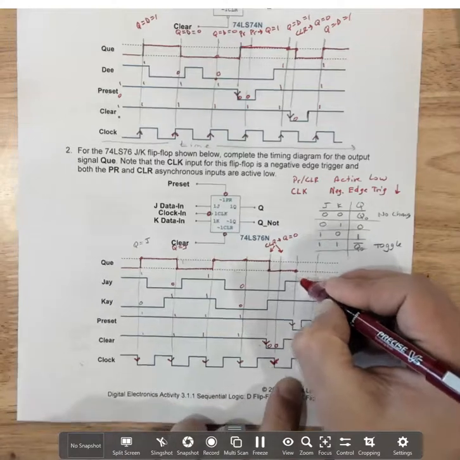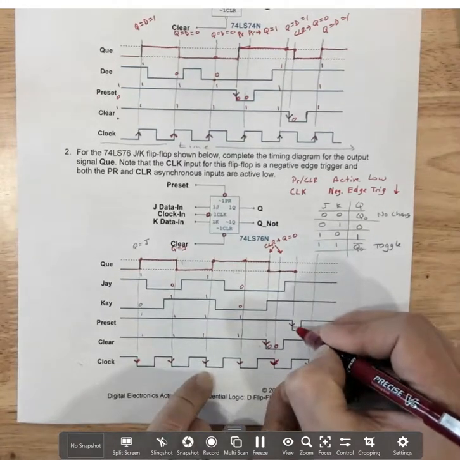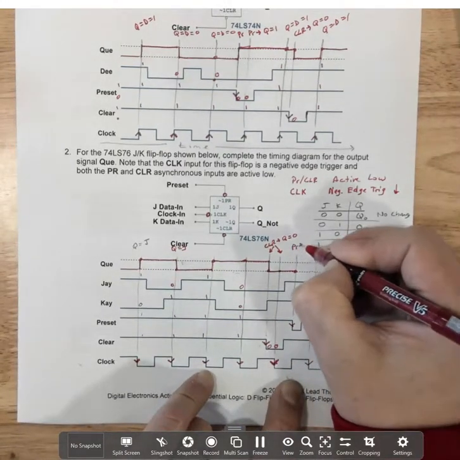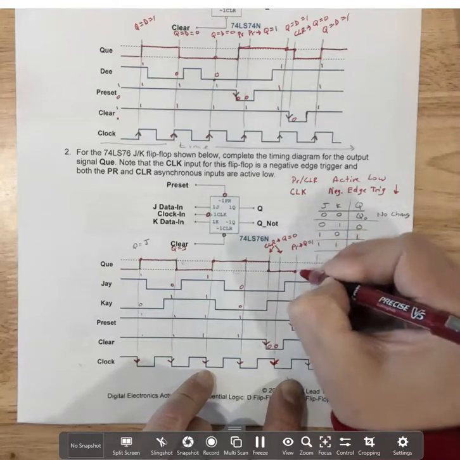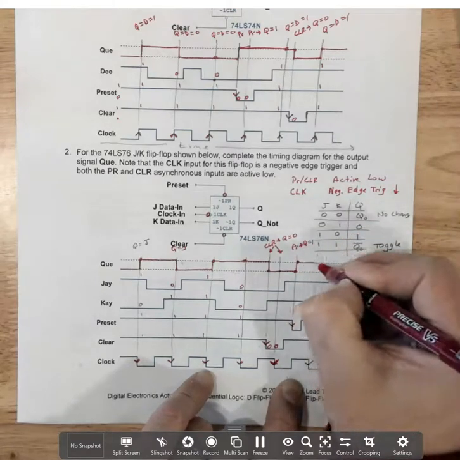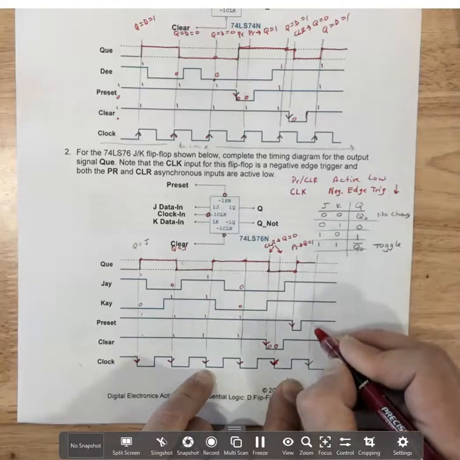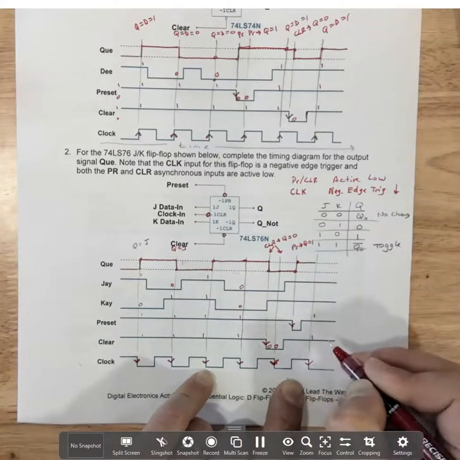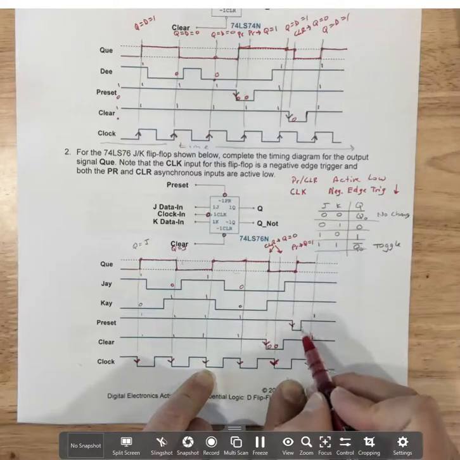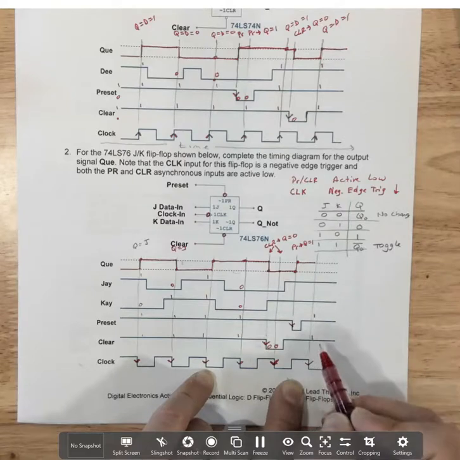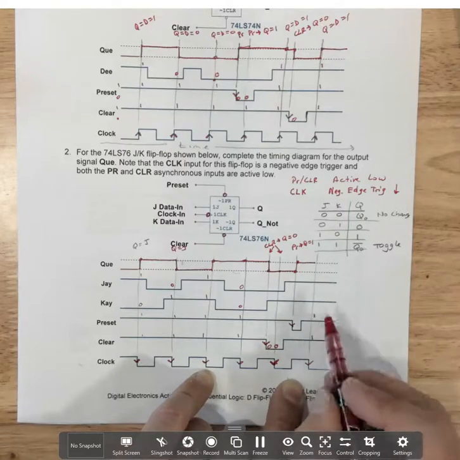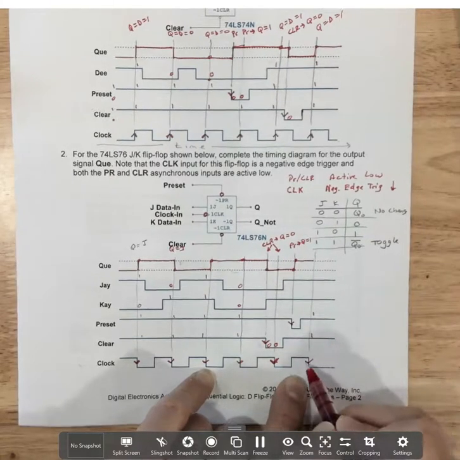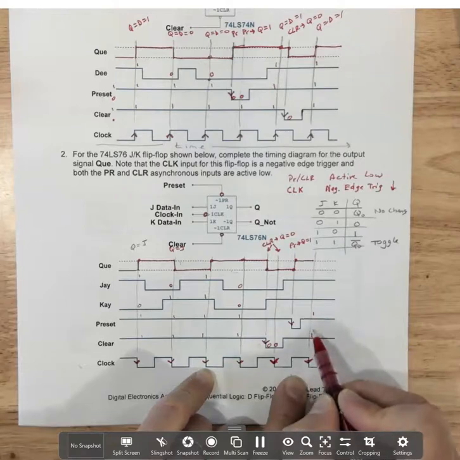All right, this was because preset went low. So when preset goes low, that makes Q want to be 1. So we went up to 1, over to here, and here preset is 1, it's inactive. Clear is 1, it's inactive. Okay, when preset went inactive, that transition back to inactive doesn't toggle a change or trigger a change.